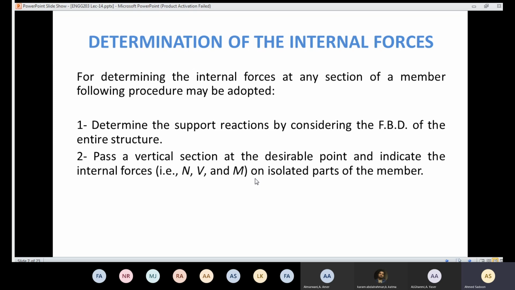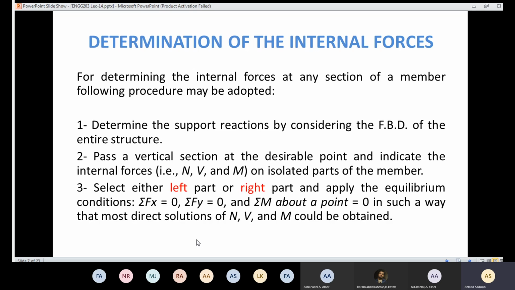Then in order to know the values of N, V, and M, I'm going to select either the left part or the right part and apply the equations of equilibrium. We are going to say the summation of the forces in the x-axis should equal 0, the forces in the y-axis should equal 0, and the moment about any point in that part is going to equal 0. Then you are going to get a solution for the internal forces.